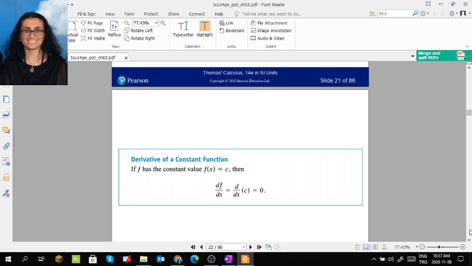The formulas, the rules that we are going to go through here in chapter 3, section 3, all of them can be proven by using the limit definition of the derivative. Here, let's see, we first talk about the derivative of a constant function. A constant function is the simplest you can consider: f of x is equal to c. The derivative of this is going to be 0.